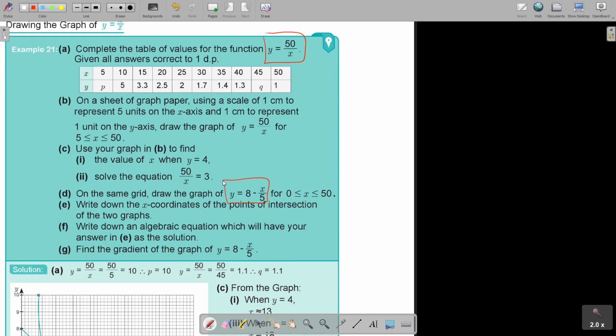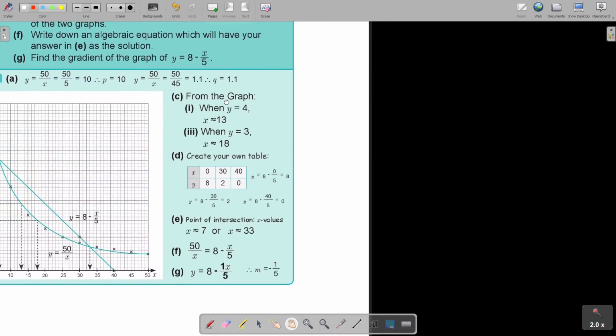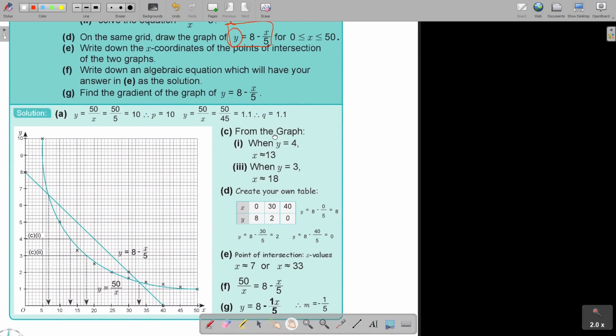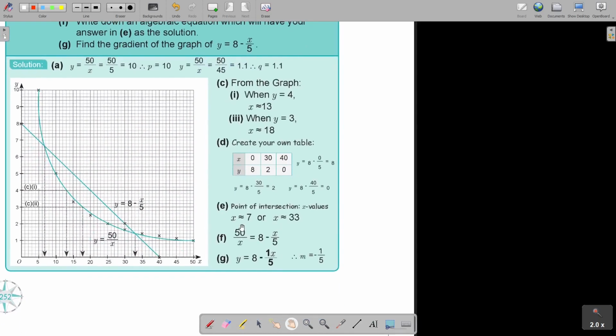So you are just going to substitute this into this. Basically, in the place of this y, you're just going to put 50 over x. You're just going to put it equal to each other, and that's what I did there. There was just plotting the point there. 50 over x equals 8 minus x over 5.